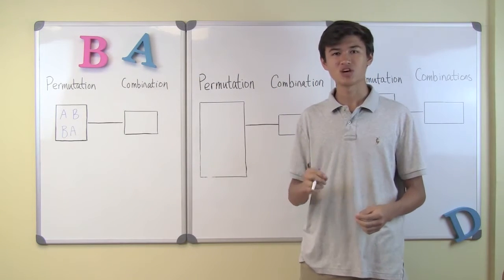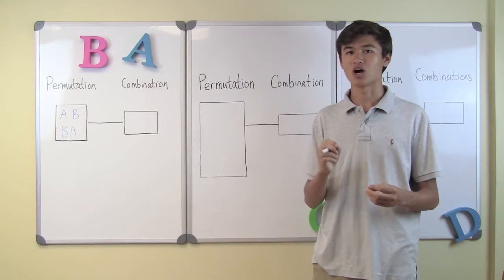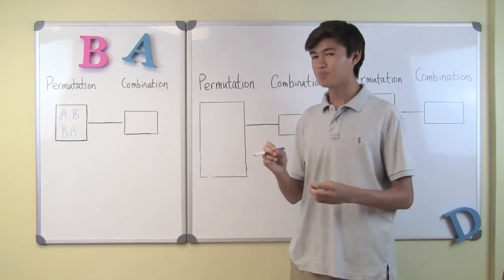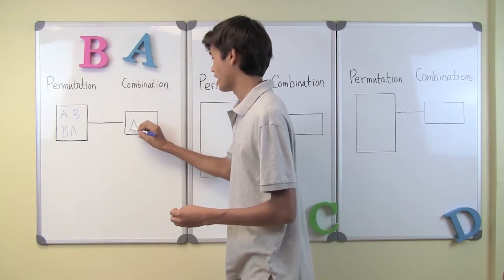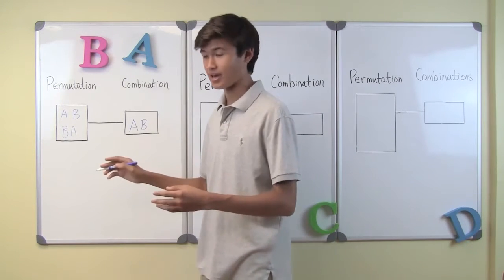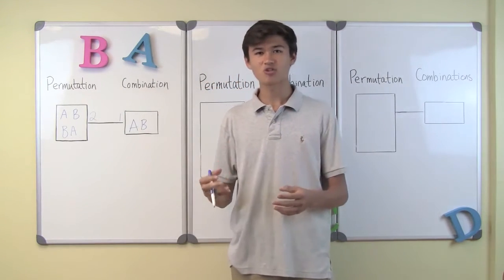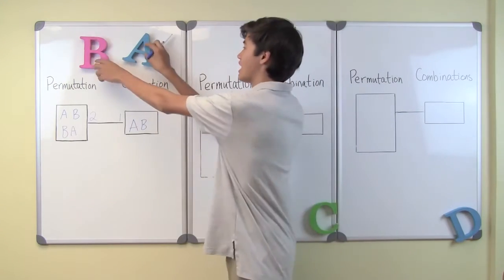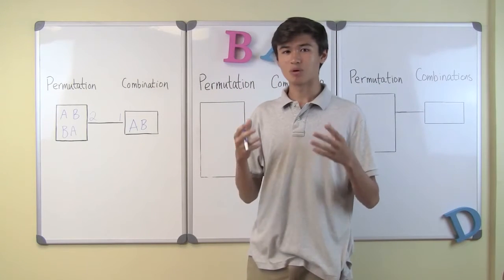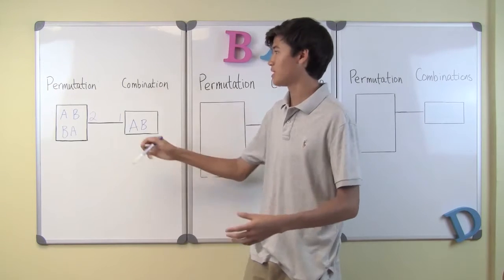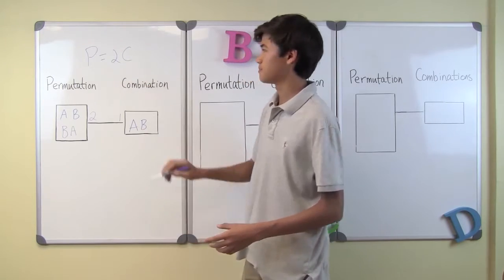However, both permutations belong to the same combination because we don't care about order when we're talking about combination. So AB is the same as BA in combination, which means there's one combination for every two permutations. In this scenario, the number of permutations is twice as many as the number of combinations. So let's represent P as the number of permutations and C as the number of combinations. That would give us P is equal to 2C.